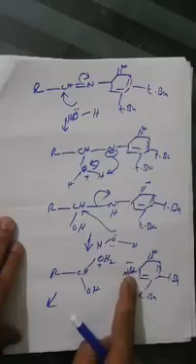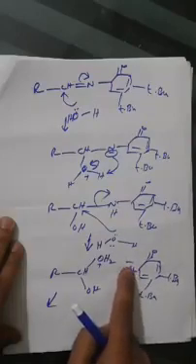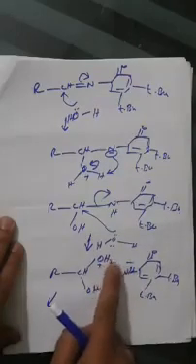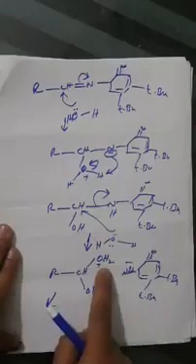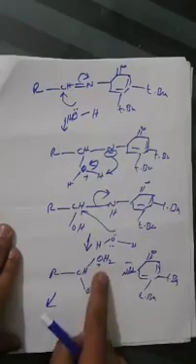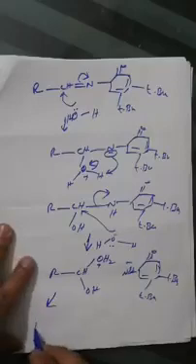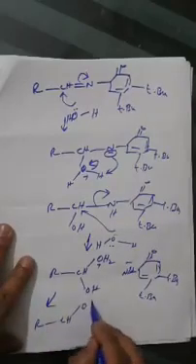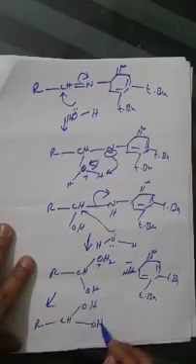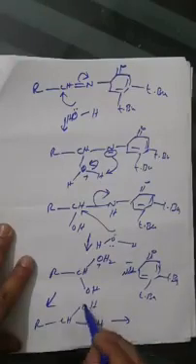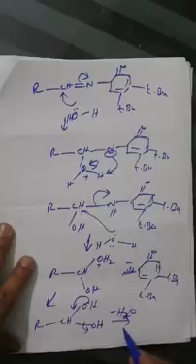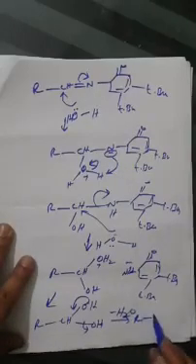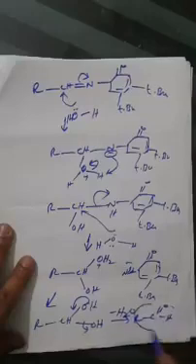What will happen next? This negatively charged amidine will abstract the hydrogen from this protonated species, and you will get a gem diol. And we know that gem diols are very unstable. They get stability by eliminating a water molecule. So finally you get the aldehyde.